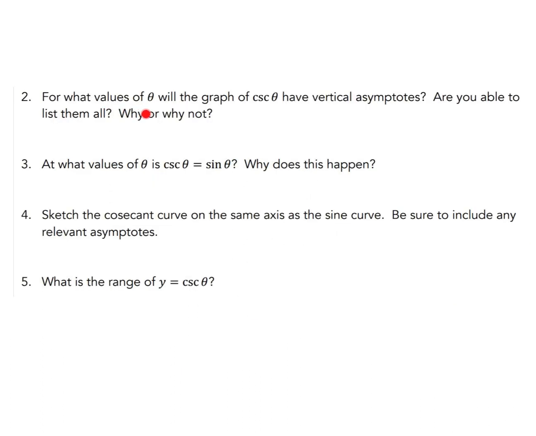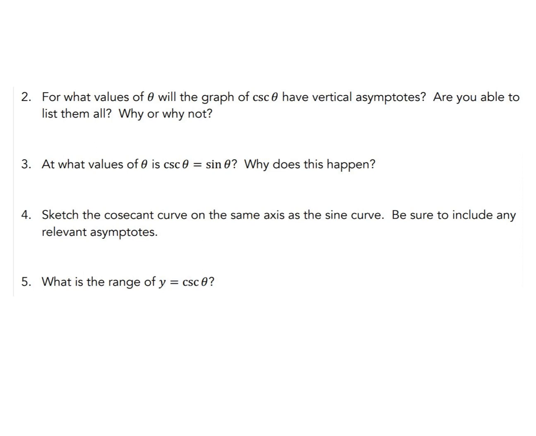For what values of theta will the graph of cosecant of theta have vertical asymptotes? Are you able to list them all? Why or why not? Cosecant of theta will have vertical asymptotes when sine of theta is 0.